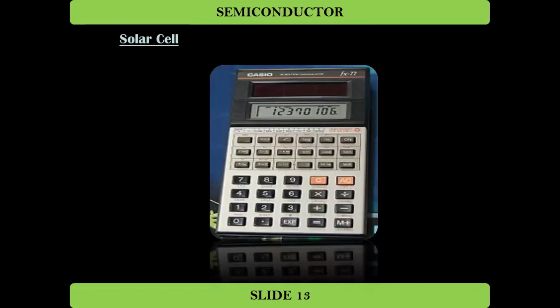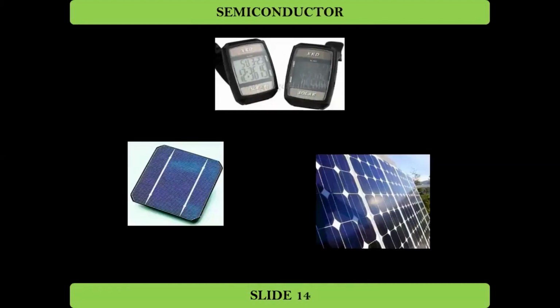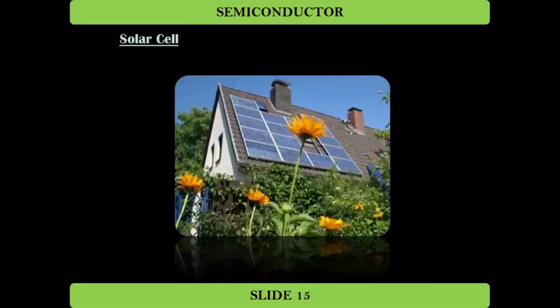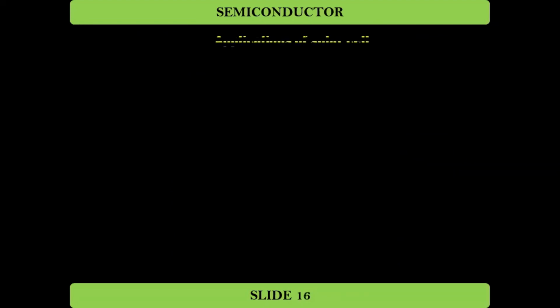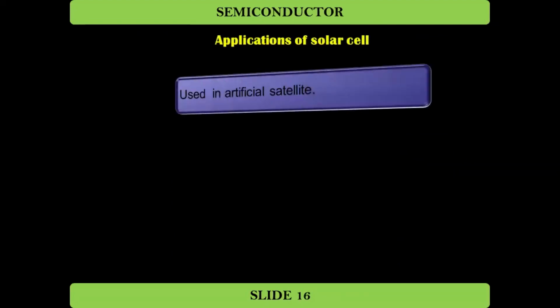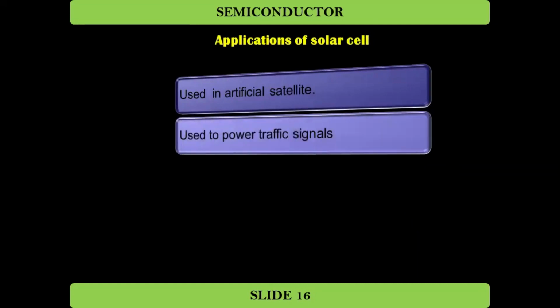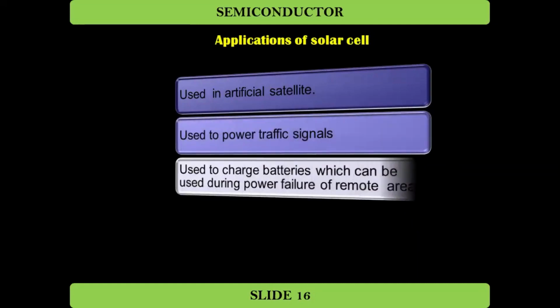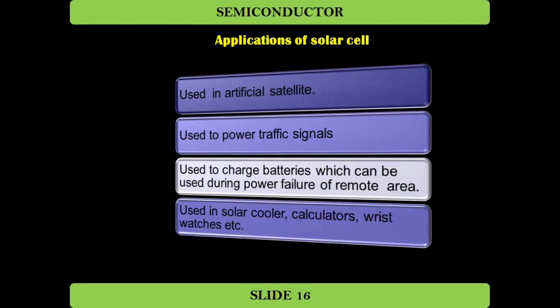Now, where are solar cells used? We all know calculators, batteries of calculators, watches. For household purposes also, you have started using solar energy now. You use it in artificial satellites, to power traffic signals, and to charge batteries which can be used during power failure in a remote area. You also use it in solar cookers, calculators, and wristwatches.